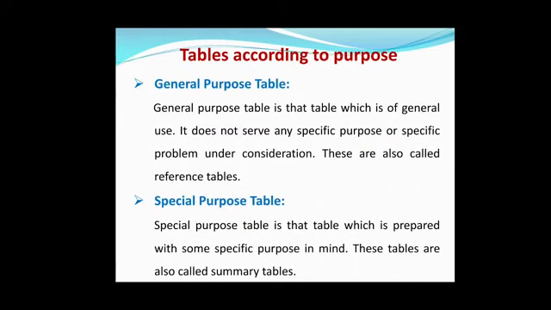Students, general purpose tables are also called reference tables or repository tables. For example, tables published by various government agencies like CSO and NSSO in our country. CSO means Central Statistical Organization and NSSO means National Sample Survey Organization. Such tables published by government agencies in our country are particularly of general type, and such tables are usually larger in size.